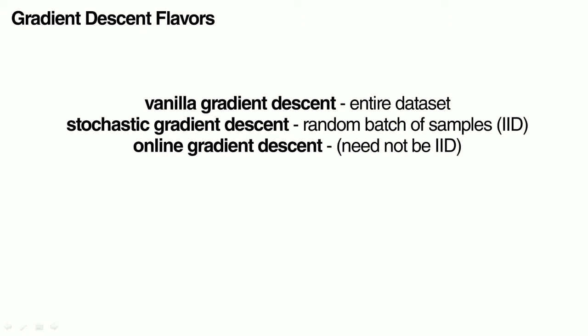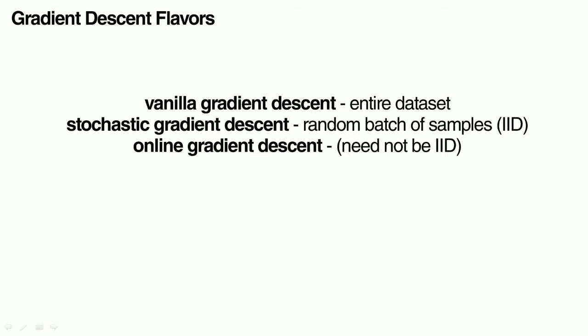Stochastic gradient descent allows us to train on a randomly selected subset of the data set during each step. And so the assumption here is that we're drawing samples that are independent and identically distributed. These are random samples that are from a fixed but unknown distribution. You also have, for completeness, online gradient descent, where you're training on one sample at a time.